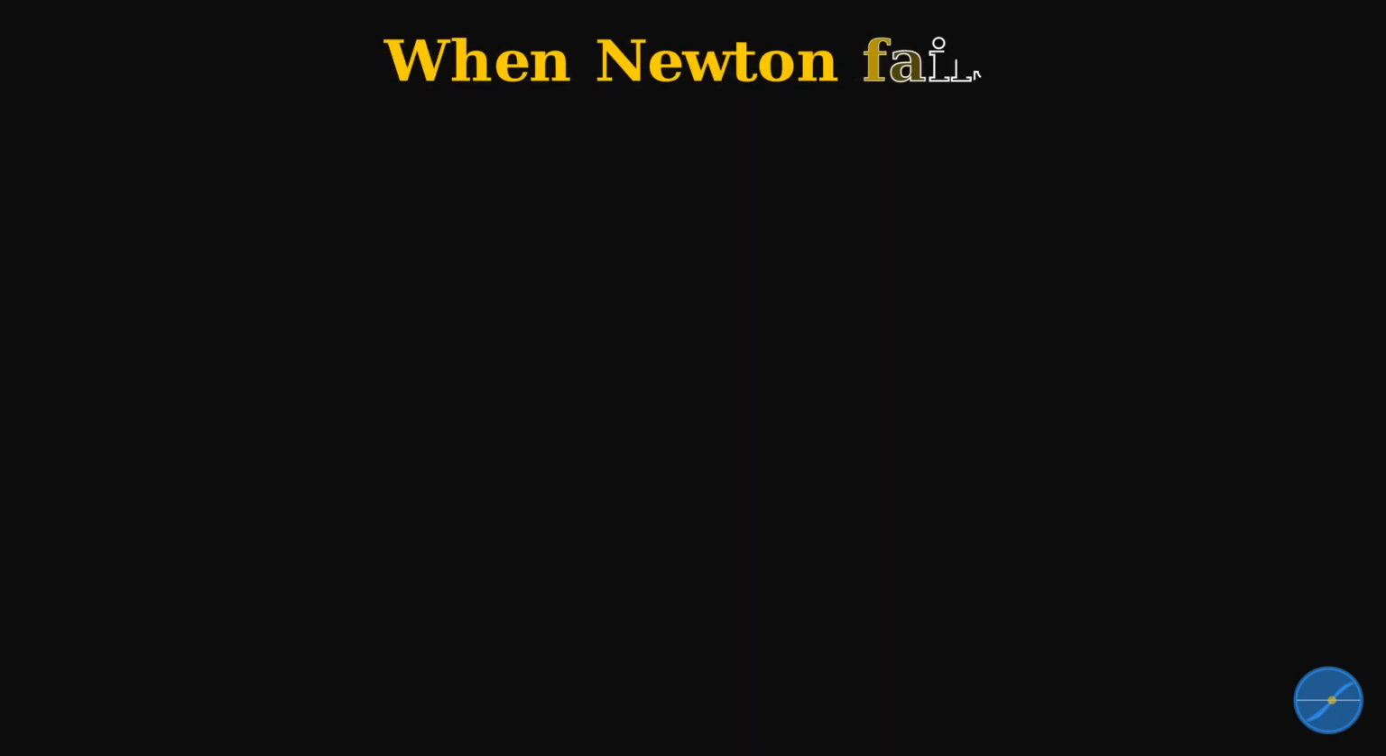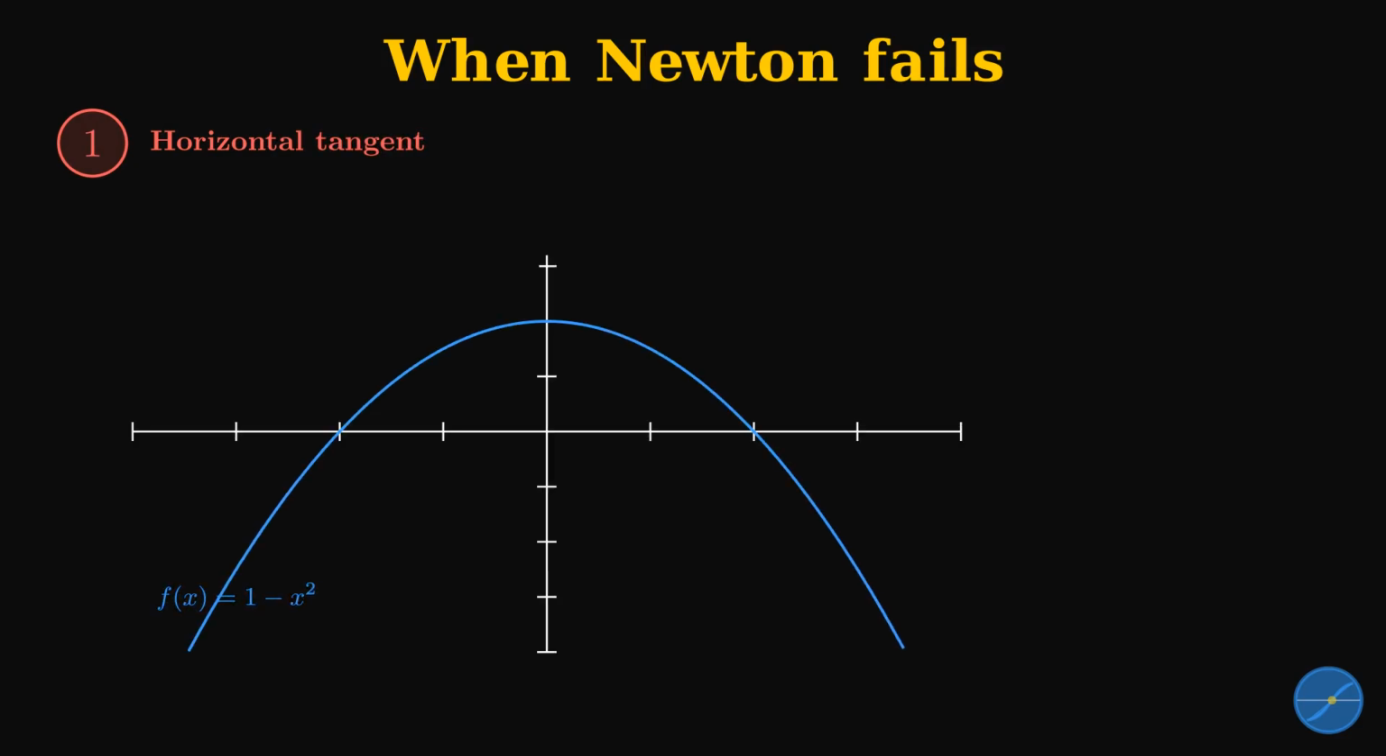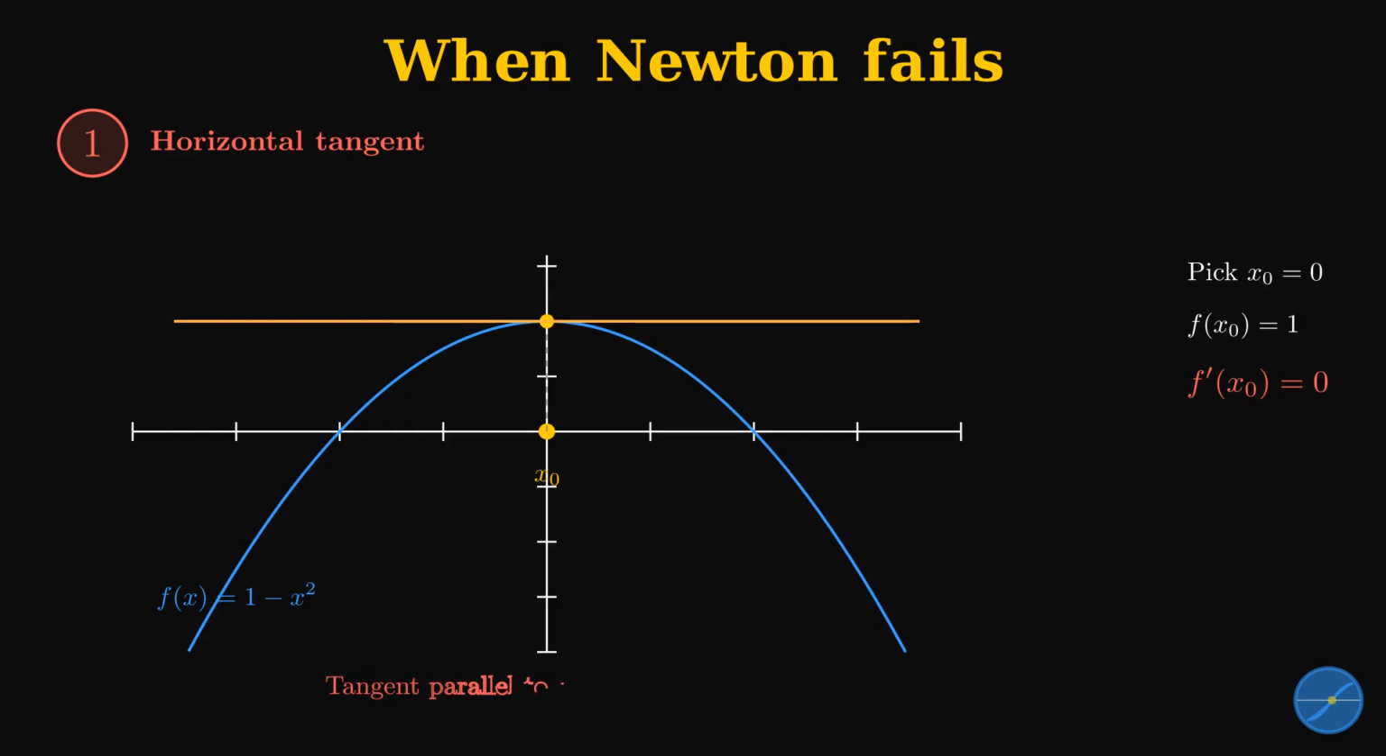Newton is fast, but it isn't bulletproof. Here's when it fails. Speed has a price. There are three ways it can blow up. Failure number one is a horizontal tangent. Take f of x is equal to 1 minus x squared and pick x naught is equal to 0, right at the peak. There f is 1 and the slope f prime of 0 is exactly 0. A flat tangent never crosses the axis, so Newton's step divides by 0.